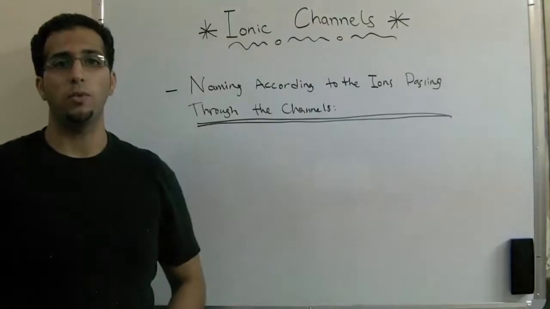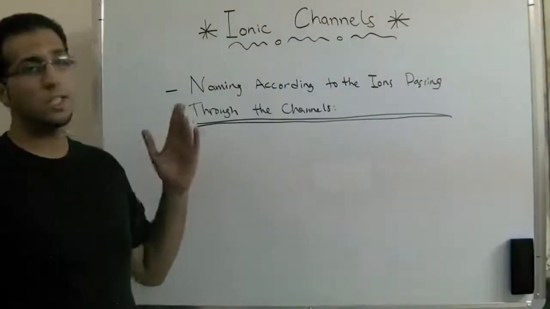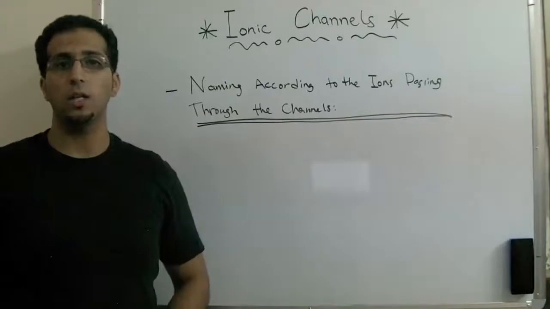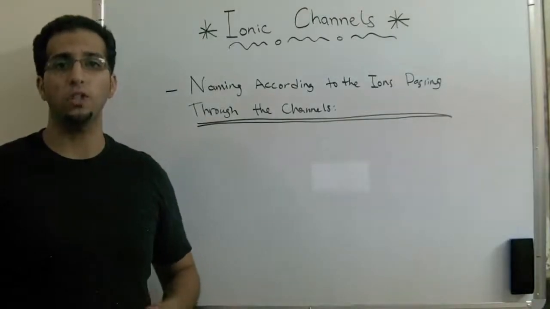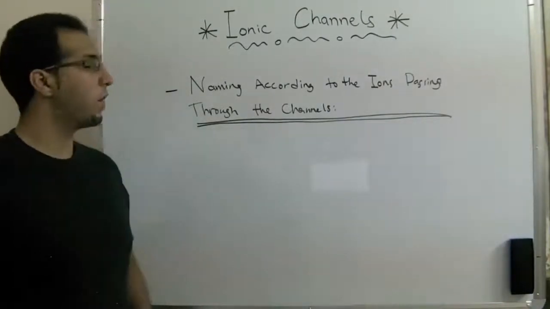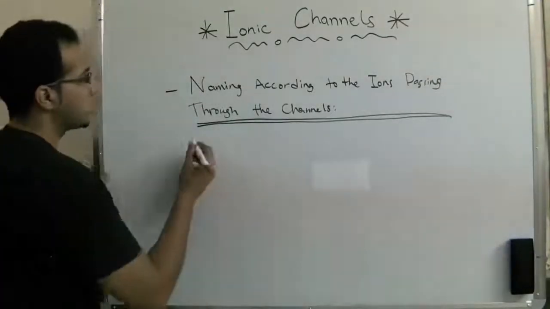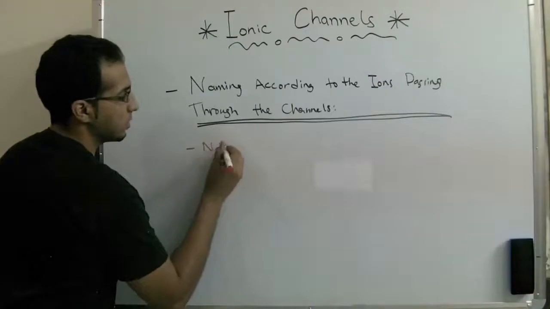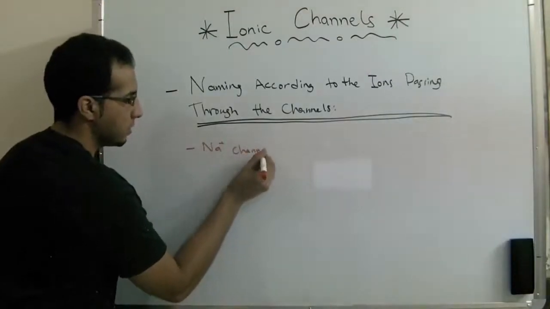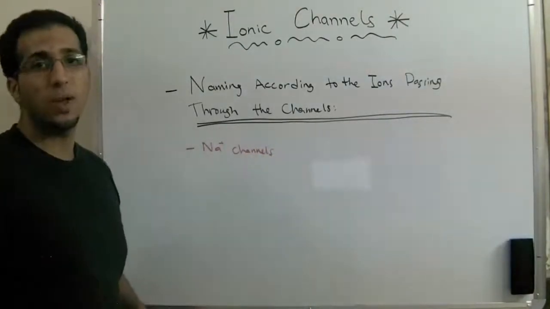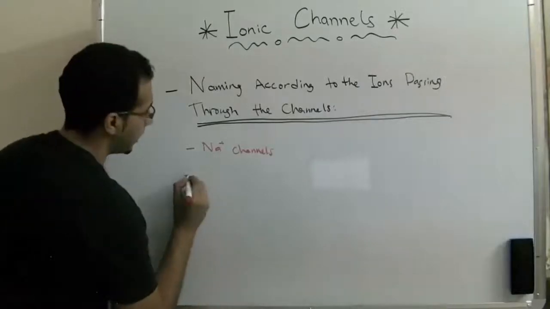Now we're going to talk about the final part, which is how ionic channels gain their names. Ionic channels are named after the ions passing through them. So for example, channels that pass sodium are called sodium channels. Channels that pass potassium are called potassium channels.